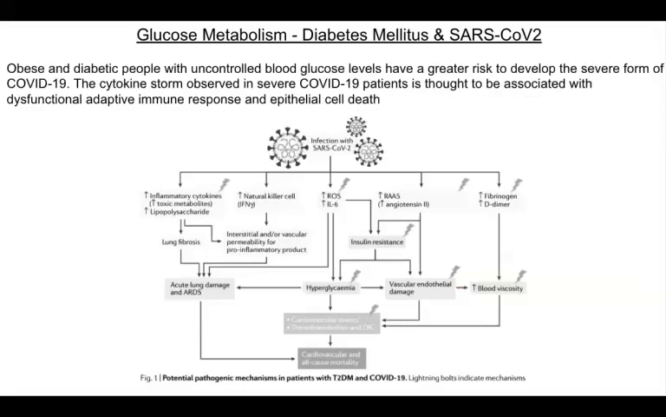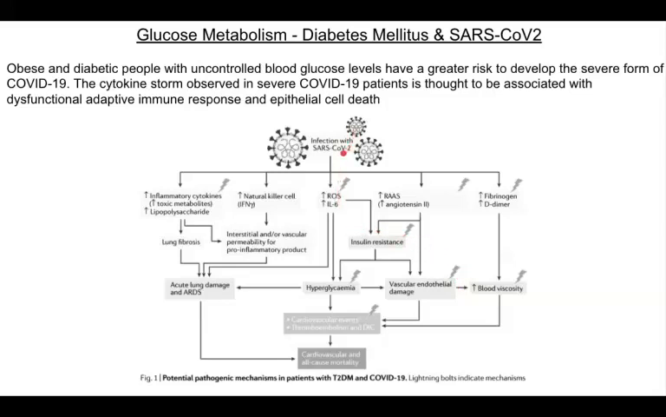Now, coming particularly to the SARS-CoV-2 virus and COVID-19 infection, it is now common knowledge that diabetics and people with metabolic syndrome, obesity, and uncontrolled blood glucose levels are at greater risk of developing the severe form of COVID-19. This does establish a link between deranged glucose metabolism in diabetes and SARS-CoV-2 infection. Now, this is a brief flowchart which shows the same.